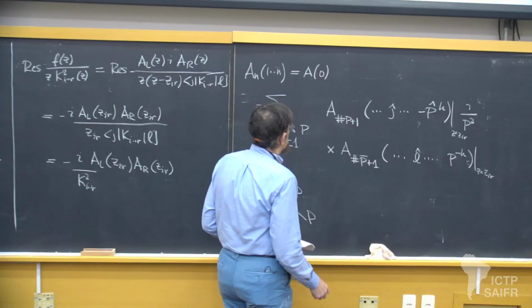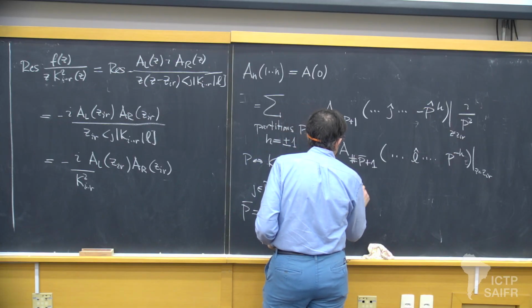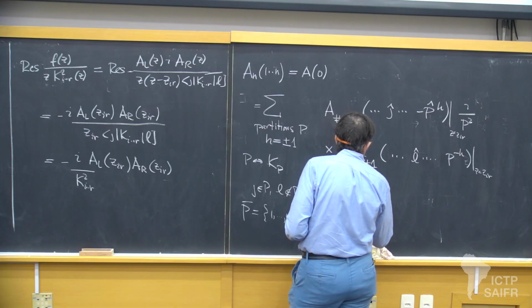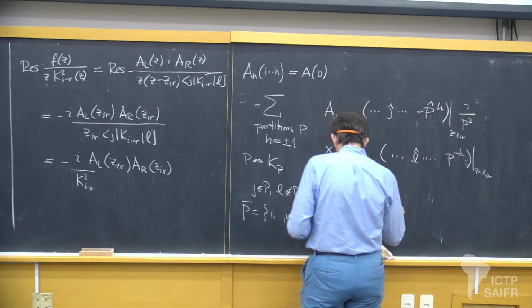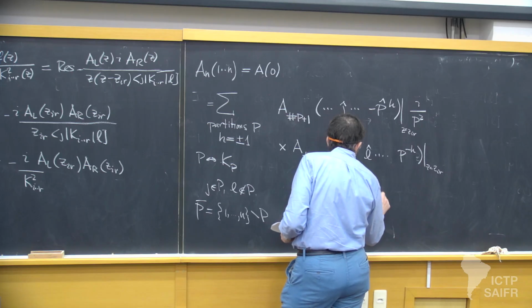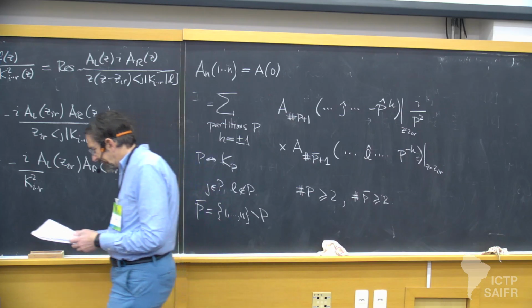Now, of course, we have to have a non-trivial amplitude, so the number of legs in P has to be bigger than or equal to 2, and likewise, we also have to constrain the number in the complement to be bigger than or equal to 2.